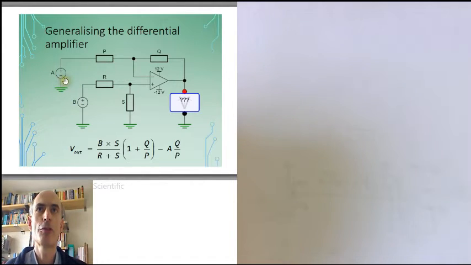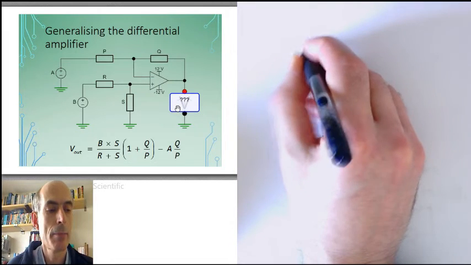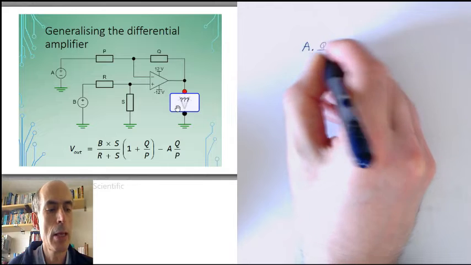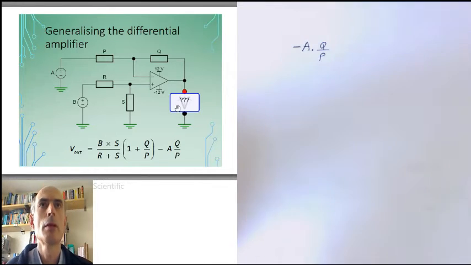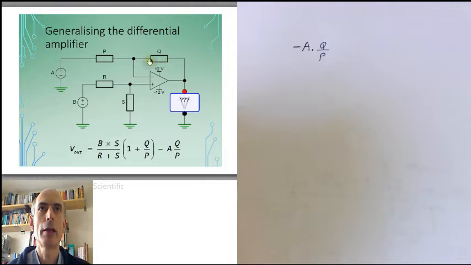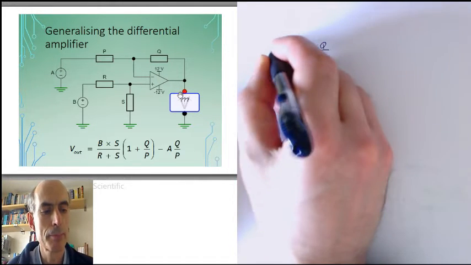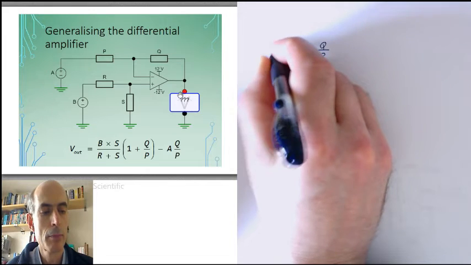Now, if we just consider the effect of A on the output, then we can assume that all of these components here don't make any difference to the non-inverting input. The non-inverting input is just connected to ground, and the effect of A on the output would just be A times Q over P times -1, because this would behave like an inverting amplifier. The input is going into the inverting input of the op-amp. That's our first contribution to the output. I'll call it Vout1.